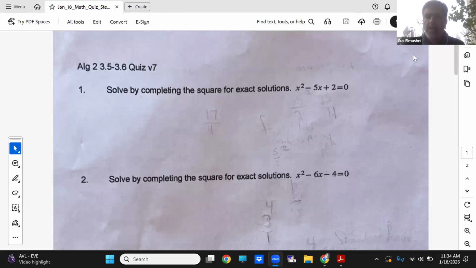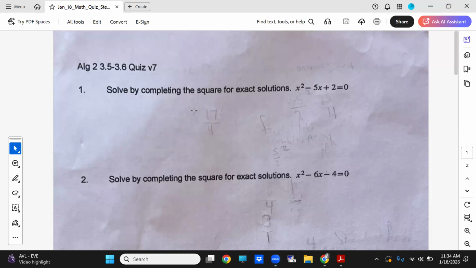Okay. So, how are you with completing the square? Not like, I don't know. I've been absent a couple classes, so I don't know.